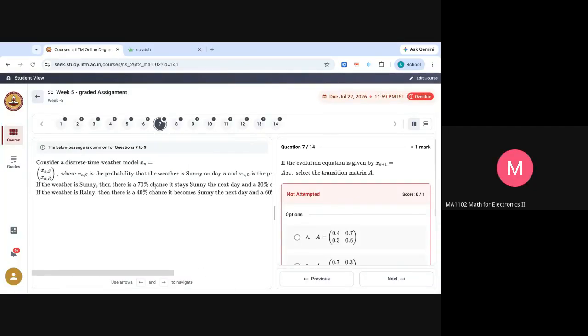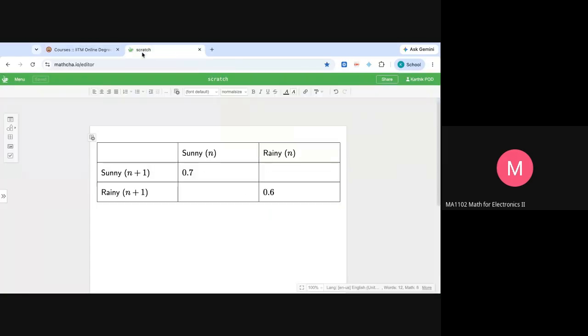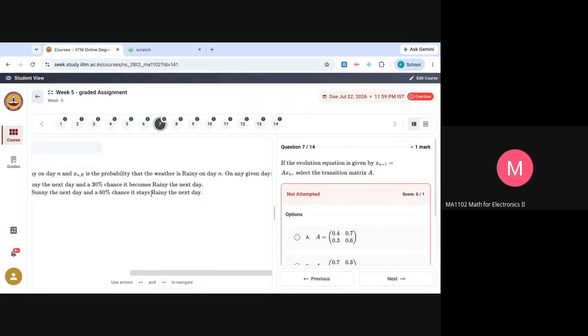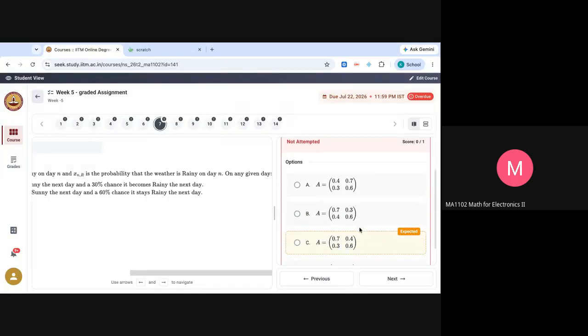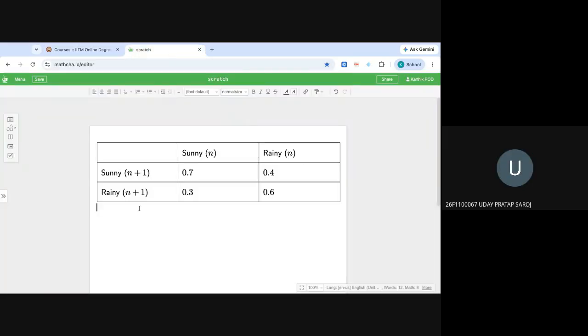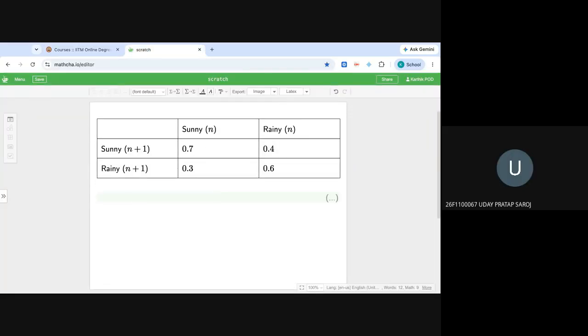If the weather is sunny, then there is a 70% chance, and a 30% chance that it is rainy the next day, right? And here it is 0.4. So 0.7, 0.4, 0.3, 0.6. Intuitively, yeah, this makes sense.